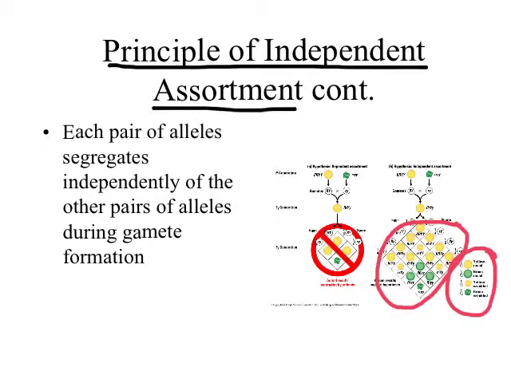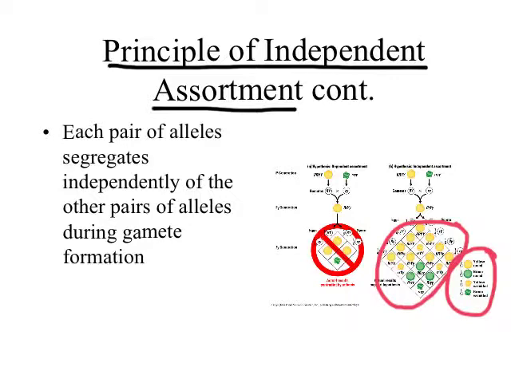Basically, it means that the different alleles for the genes of seed color versus seed shape are going to segregate independently. So we didn't see here that every time it was yellow it had to be round and every time it was green it had to be wrinkled. We got different combinations. So that means that these alleles can separate or segregate independently of each other when meiosis is occurring.